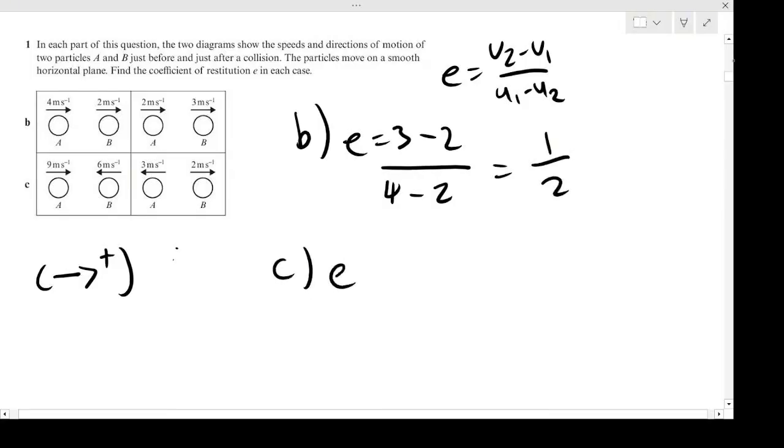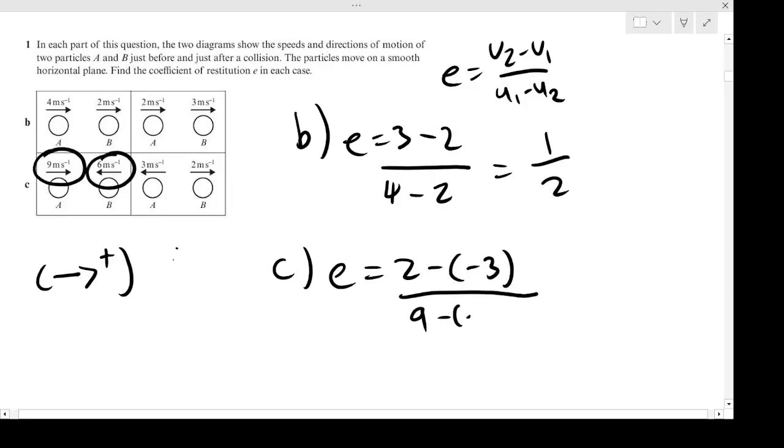Then for part C, V2 is going to be 2, take away V1, which is 3, but that is going in the backwards, negative direction, so it's going to be minus 3. Then U1 is going to be 9, take away U2, which is minus 6. So that's going to get me 2 add 3, which is 5, and then 9 plus 6, which is 15, and that'll go to a third. And there we are.